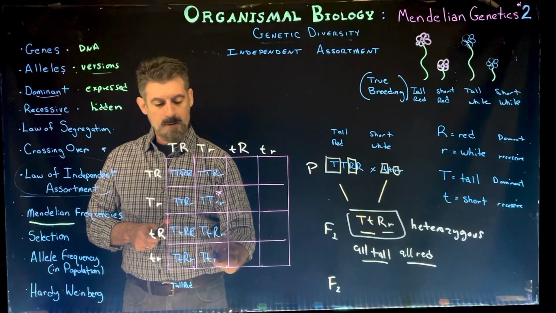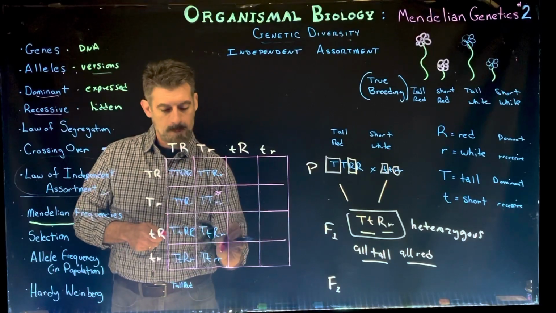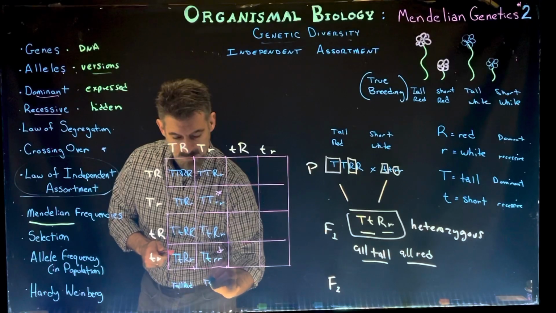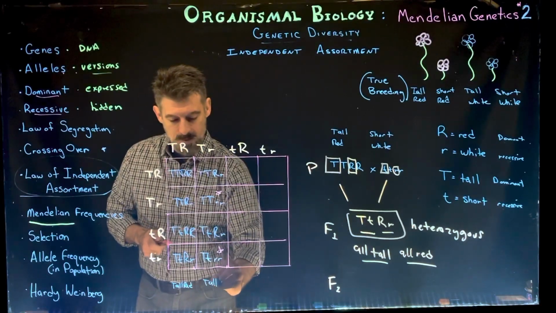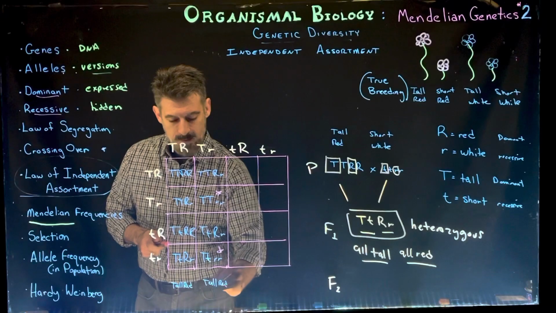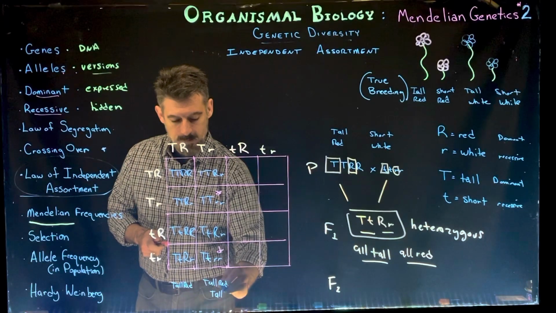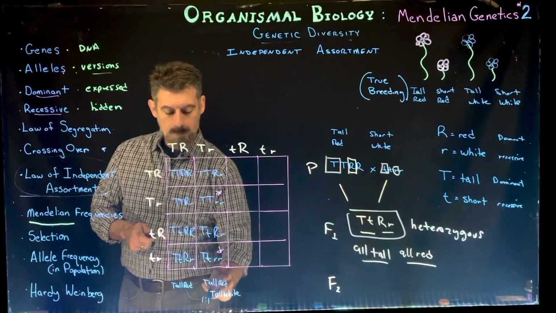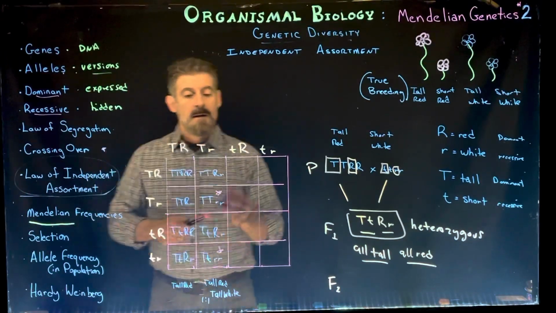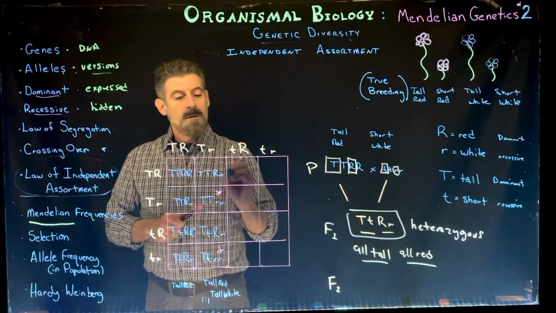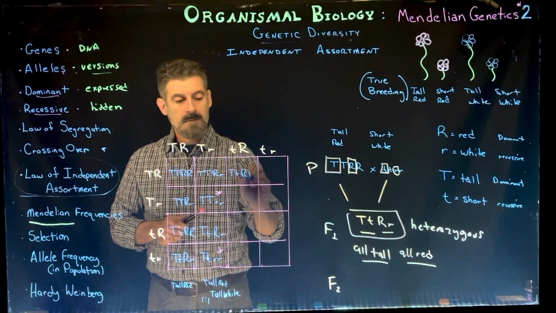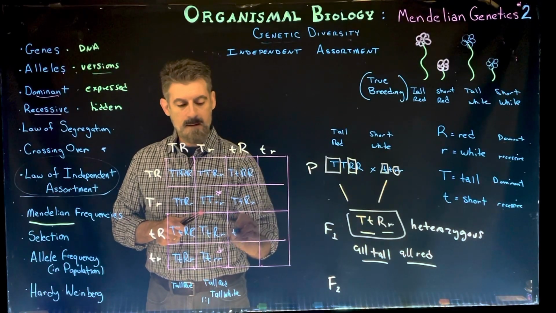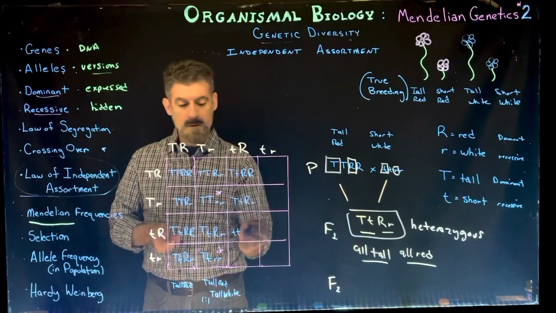Sorry, there we go, tall, and this one will be tall white. So now we see in this particular column here, tall red and tall white, 1-to-1, or 50-50.